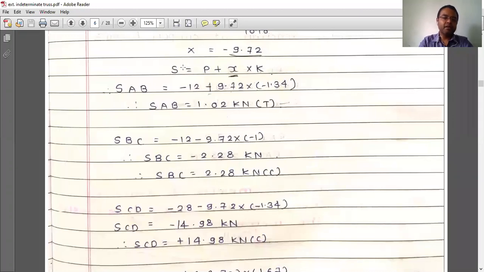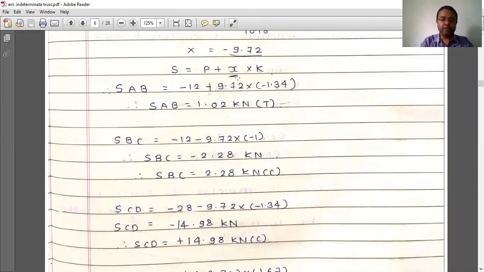Now instead of S, just consider this as F. F is the force in a member of the truss, equals P plus XK. Instead of S, consider F. F equals P plus XK. Force in member AB, that is to be equal to, what is P? P forces.